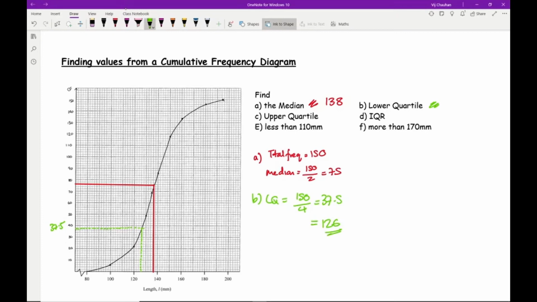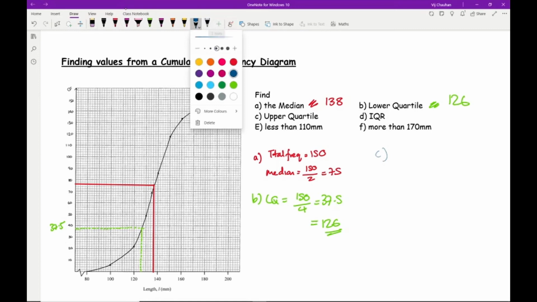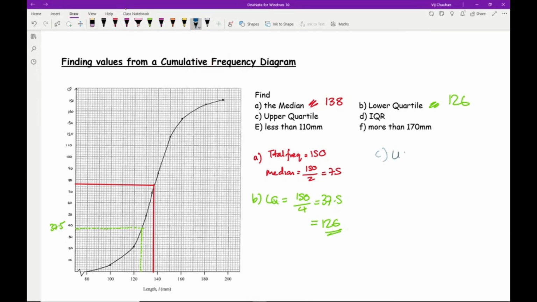So I've got 126, and then to find the upper quartile, which I'll do in blue, let's use the thicker pen. So the upper quartile is basically going to be 3/4 times 150, which is going to give me 107.5. I think that's right, yeah. Oh no, 112.5 rather. Thought it looked a bit odd.